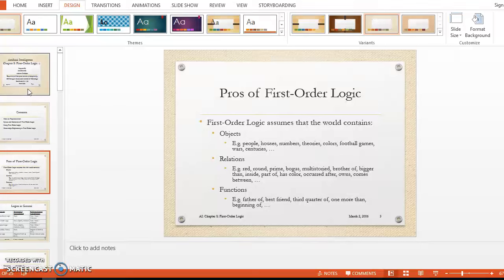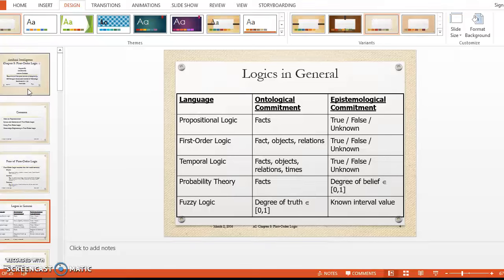And for the second one, relations, the examples given are red, round, prime, and some others. And the third one is functions: father of, best friend of, third quarter of, one more than, beginning of. These are all examples of functions. So we are going to relate these 3 methods to create first order logic.